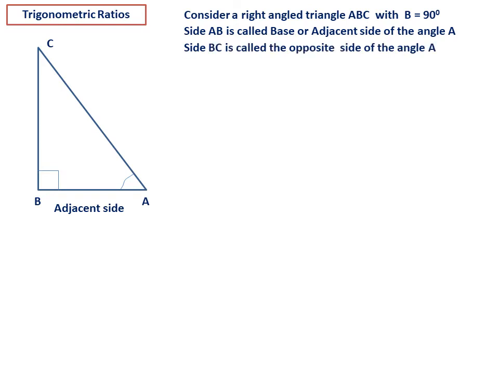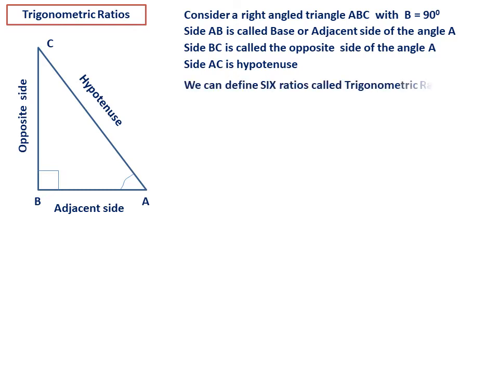And similarly, the side BC is called the opposite side of angle A. It is very clear because it is the opposite side. Then you know the name of the third side, AC, which is the hypotenuse. So these are the basics required to define trigonometric ratios. Now let us define. We can define 6 ratios called trigonometric ratios.